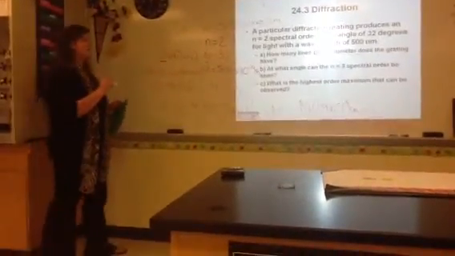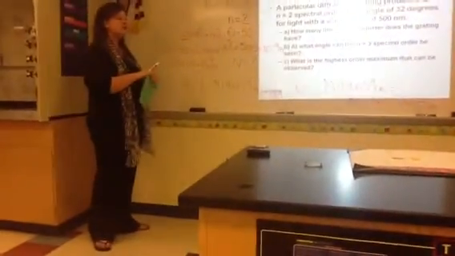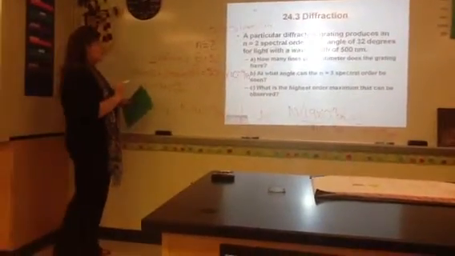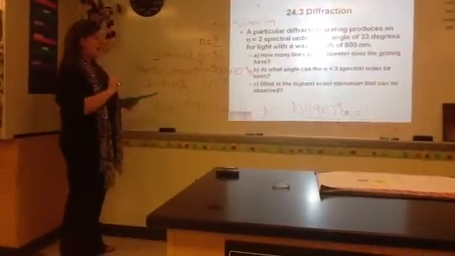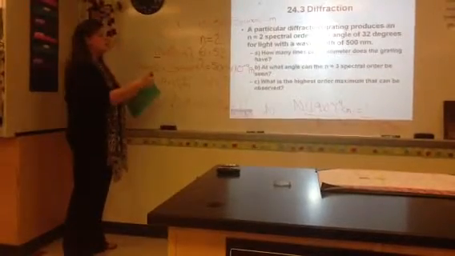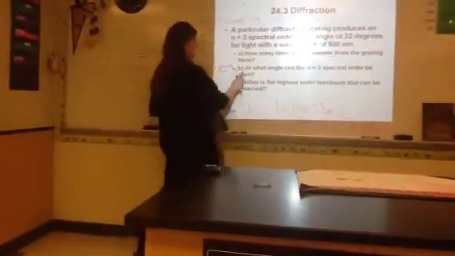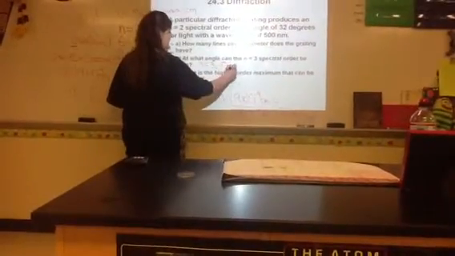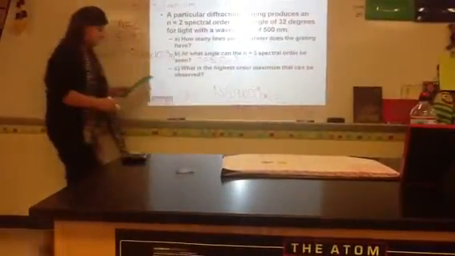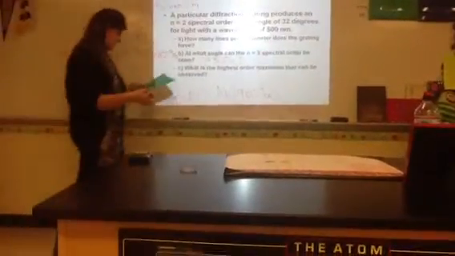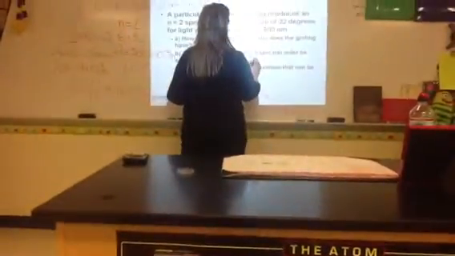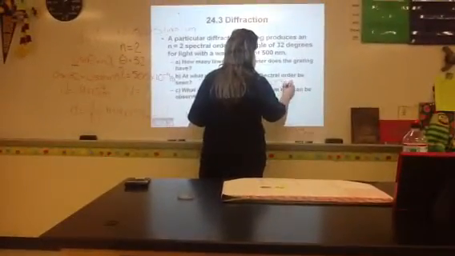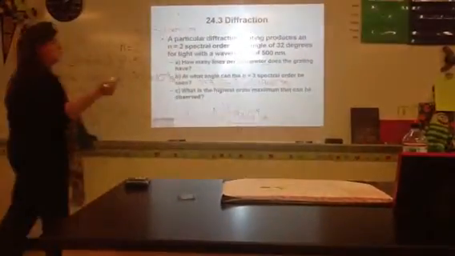Part B says, at what angle can the n equals 3 spectral order be seen? Well, we know that our order number is what for part B? We know our order number is 3. We're trying to find theta. What else do I know? I know d is 1.9 times 10 to the negative 6. What else do I know? I know wavelength is what?